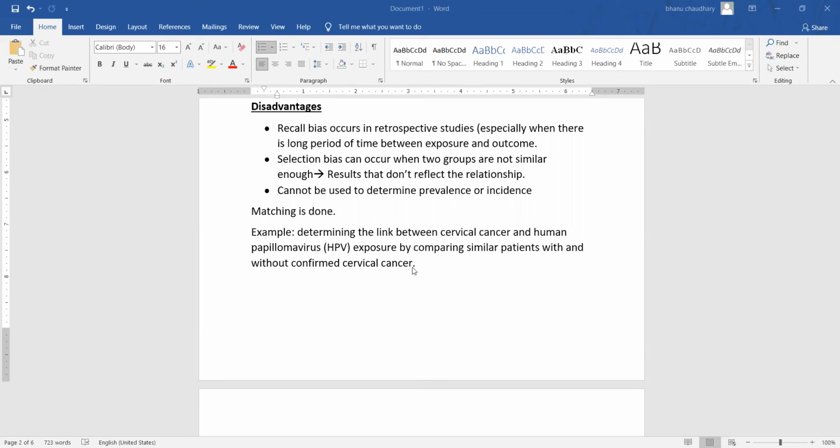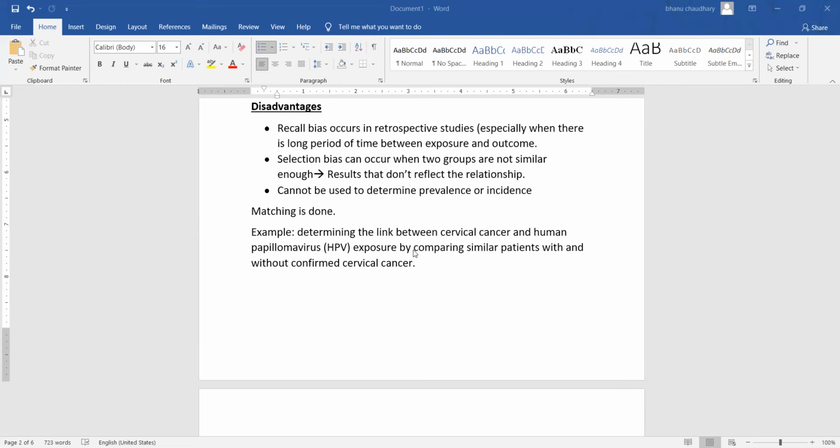You want to know whether human papilloma virus exposure is associated with cervical cancer or not. So you select all the individuals with confirmed cervical cancer and the individuals without confirmed cervical cancer. Then you go back in time and check their exposure status, whether they have been exposed to the human papilloma virus or not. Then you can easily determine the link between cervical cancer and HPV exposure.